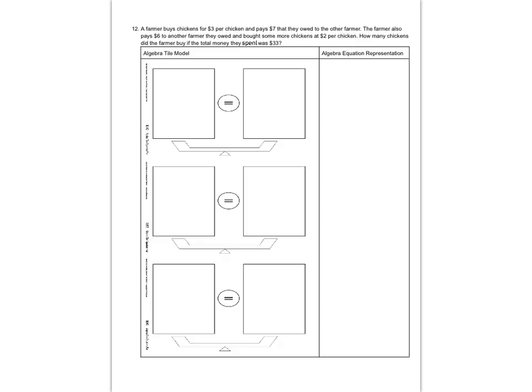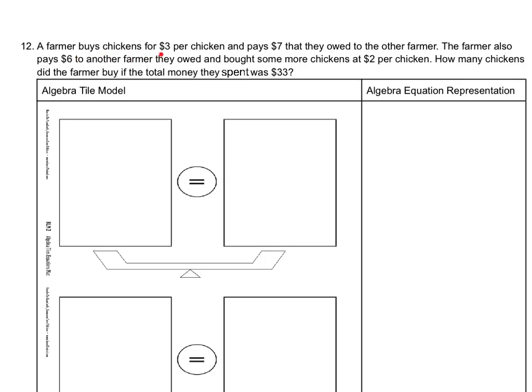Now let's take a look at this problem. A farmer buys chickens for $3 per chicken and pays $7 they owed to the other farmer. The farmer also paid $6 to another farmer they owed and bought some more chickens at $2 per chicken. How many chickens did the farmer buy if the total money they spent was $33? Take a moment and see what you think that might look like, either the algebra tiles or the equation. Otherwise, let's consider this. We have farmer 1 and farmer 2, and together is our total.